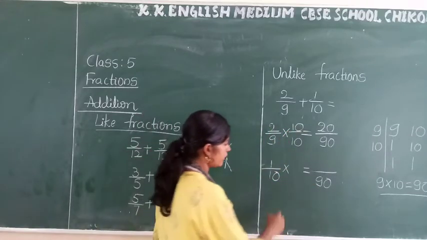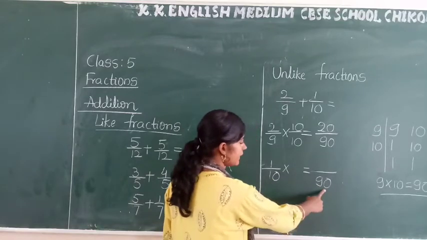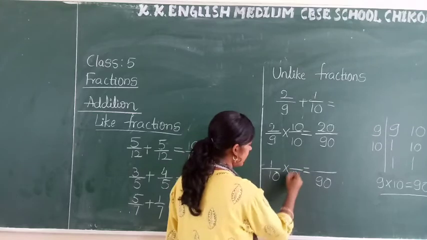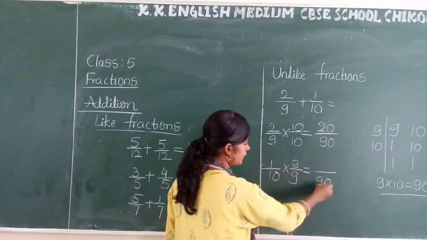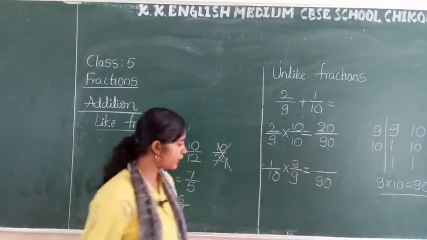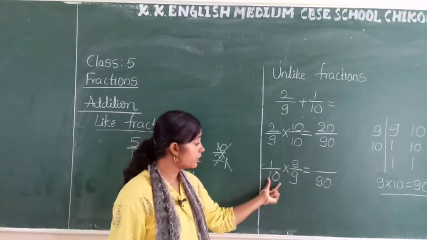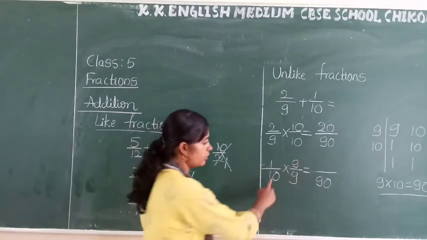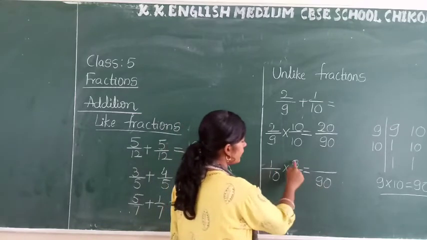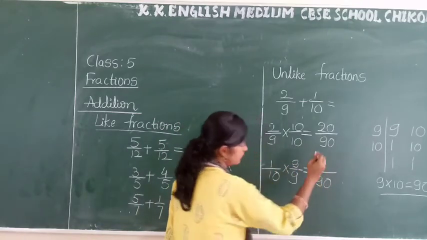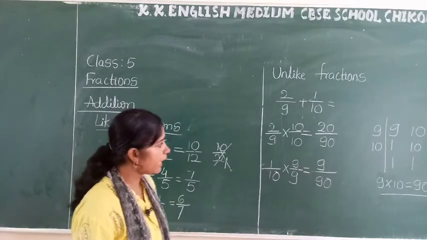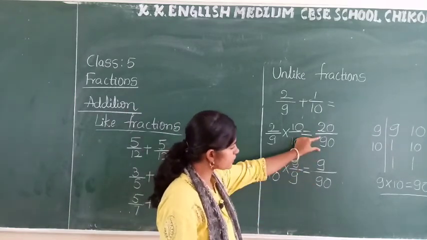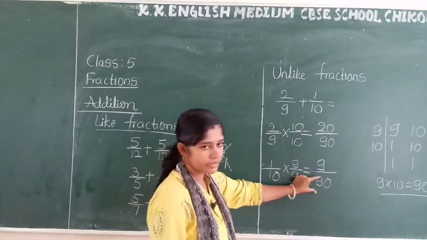Here see, 10 is there and here 90 is there. 10 how much are 90? 10 nines are 90. And when you are multiplying, don't multiply only the denominator, you multiply the numerator also. 10 nines are 90, 1 nine is 9. I hope you are getting my point. And just observe here, my denominator is the same now. Here also 90 and here also 90.